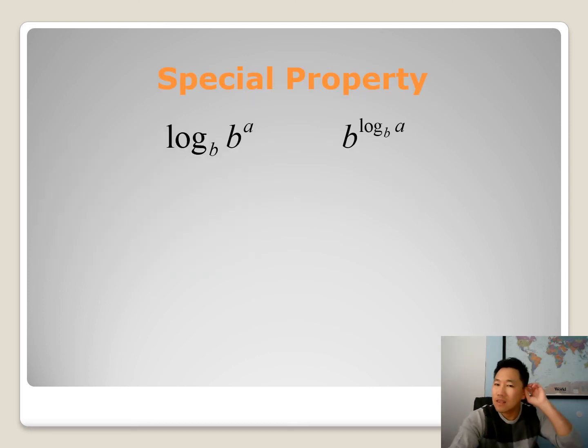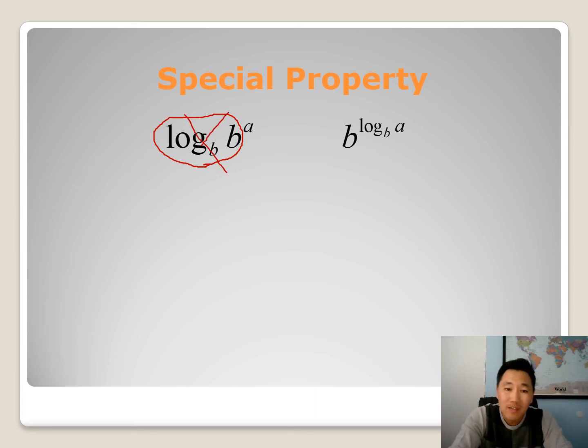All right, this is our last present for the day. We have special properties. The first property right here, you have log base b of b raised to the a power. We saw this earlier where it was 1 and it's still 1. But with the a there, this whole thing just goes away and it reduces down to the a. The other one, b raised to the log base b of a, whenever you see these together, they also go away, and this problem reduces down to an a as well.